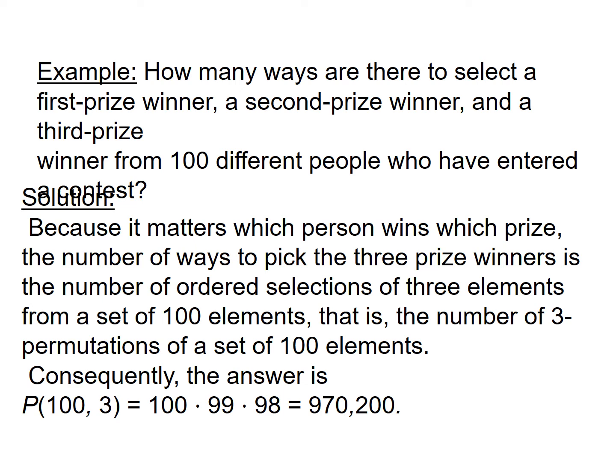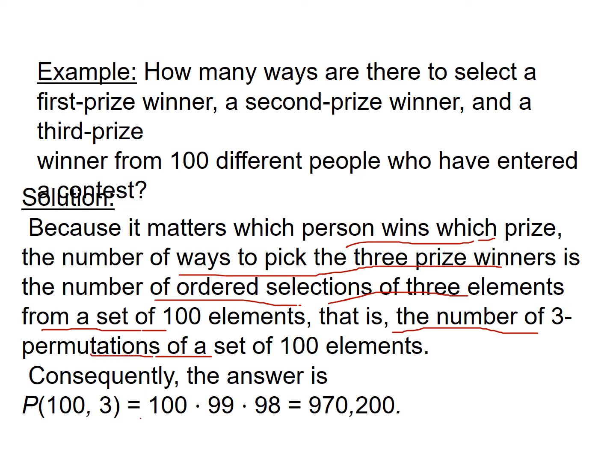Because it matters which person wins which prize, the number of ways to pick the 3 prize winners is the number of ordered selections of 3 elements from a set of 100 elements. That is, starting from the 100, we find the possible ways to select a winner. That is the number of 3-permutations of a set of 100 elements.